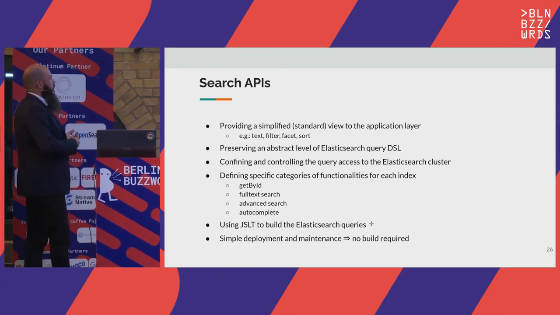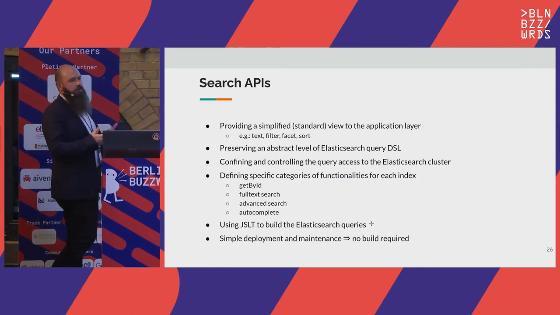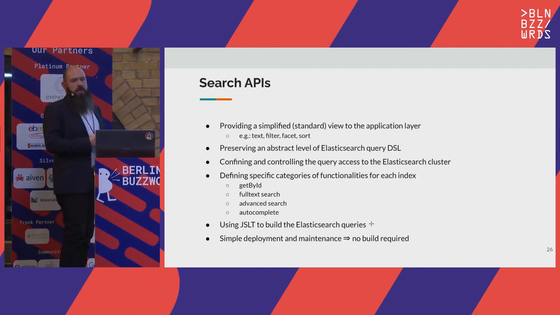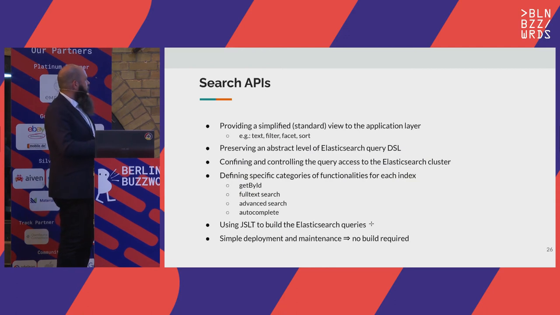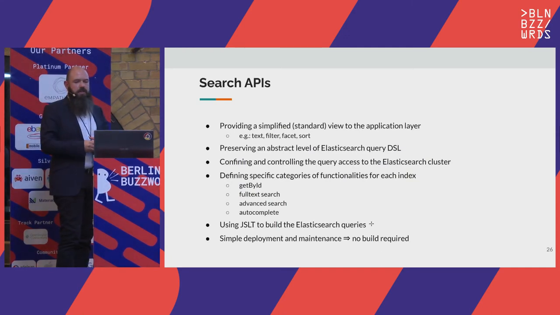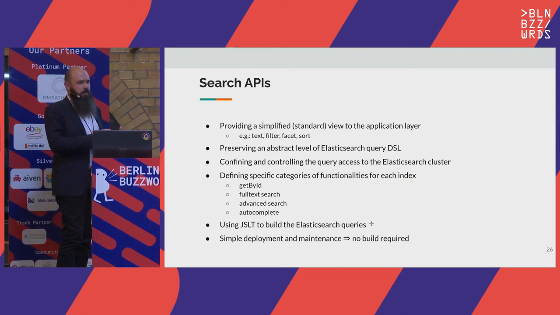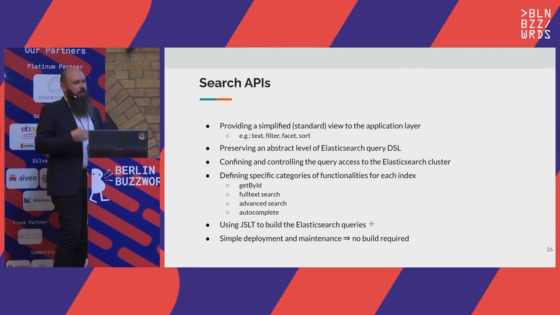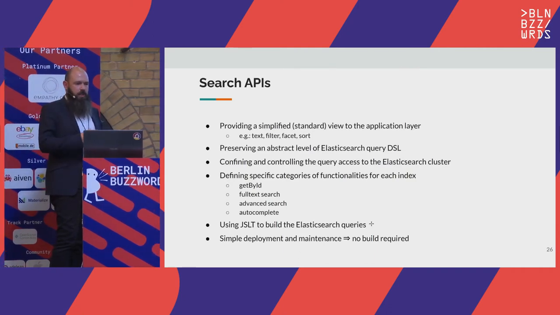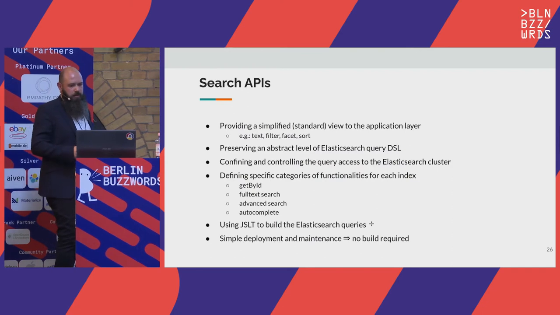We defined some generic categories of functionalities based on the requests from the application: get by ID, full-text search, advanced search, autocomplete. And also, we use again the XSLT transformation to build the final Elasticsearch query. So basically, the simple search API query is the starting point for the final Elasticsearch query.